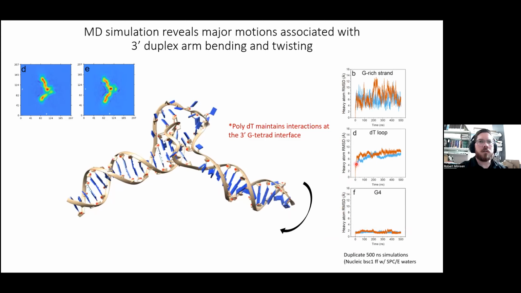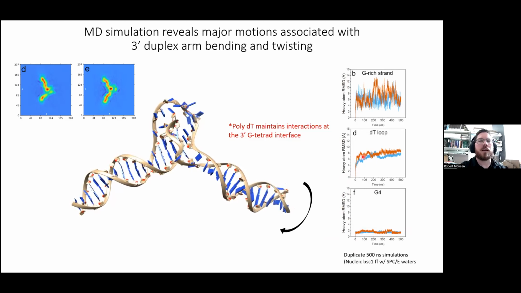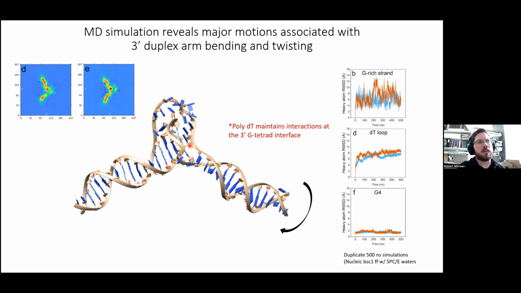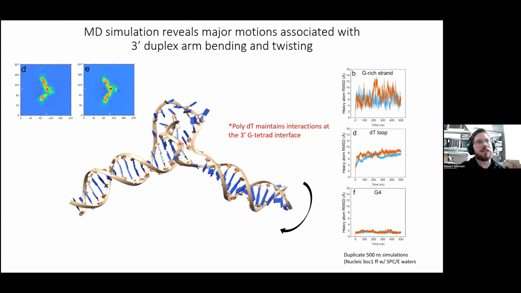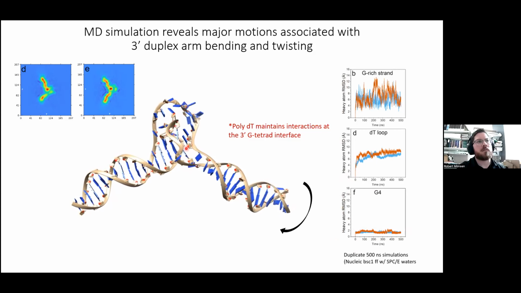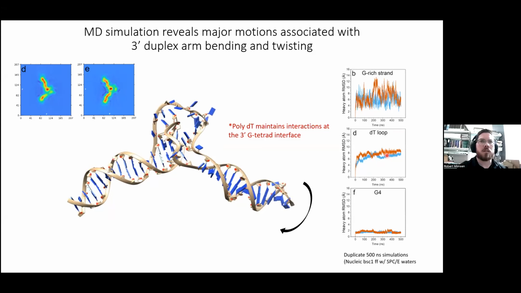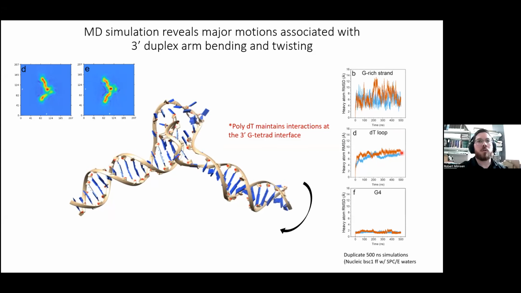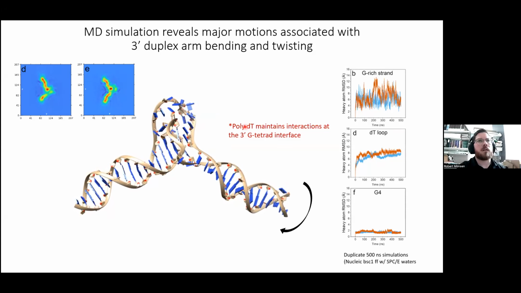However, the poly-dT loop initially in both cases has a very quick relaxation time. And what it does is, some of the poly-dT residues actually preferentially stack at the 3' G-tetrad interface here and remain stably stacked there throughout all the simulation. And so there is relatively little movement of the poly-dT loop aside from some nucleotides out here.